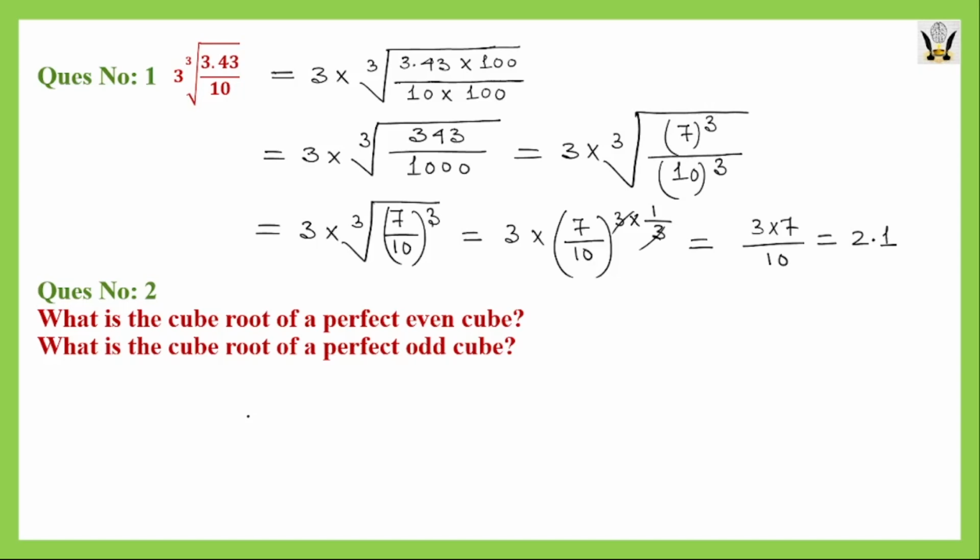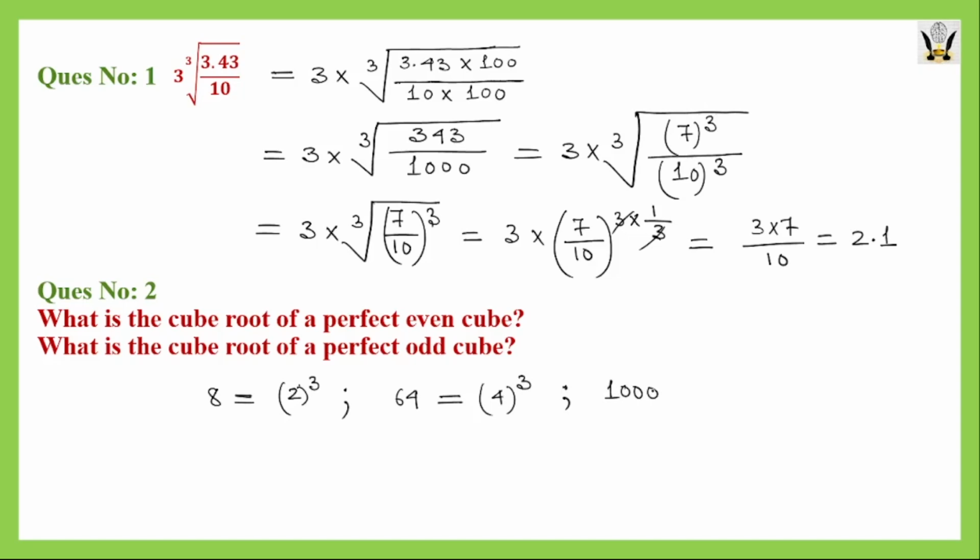Next question says: what is the cube root of a perfect even cube and what is the cube root of a perfect odd cube? We have to answer whether that cube root finally will be an even number or an odd number. Now 8, which is an even number, we know is a perfect cube, and this is a cube of 2. Similarly, if we take 64, 64 is also an even number, so that can be written as cube of 4. So this is also a perfect even cube.